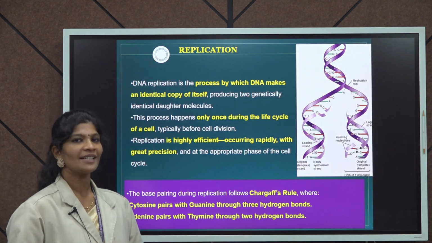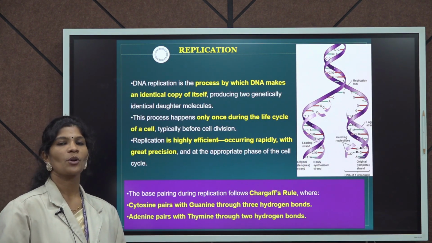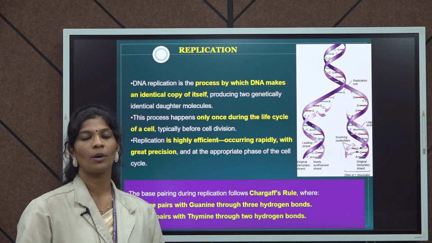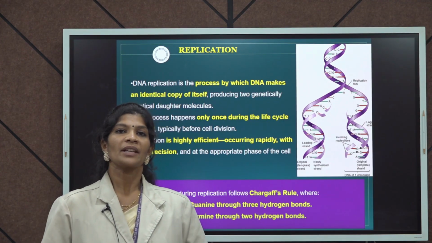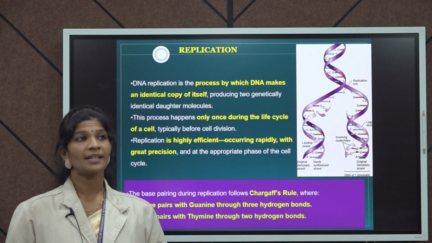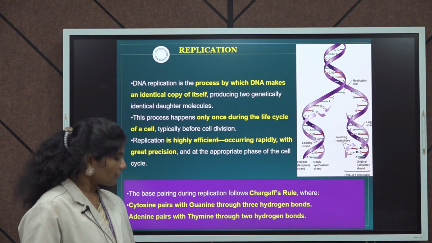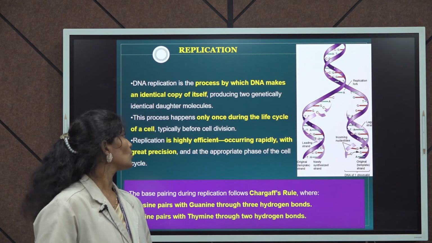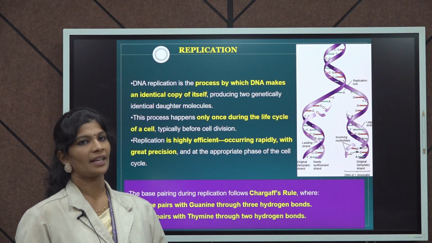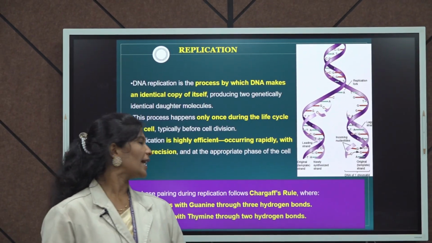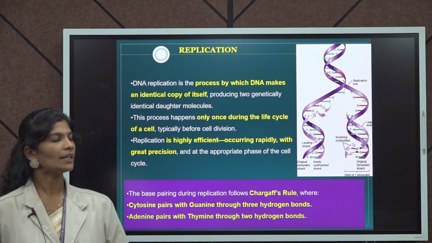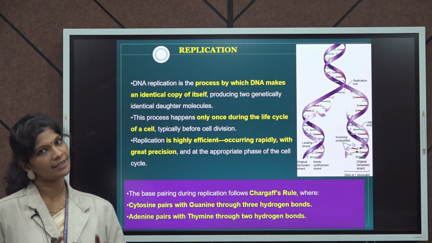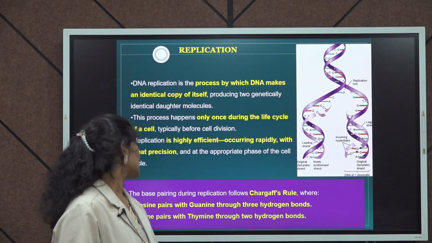And it's just a little introduction. Replication is a process by which DNA is copied or duplicated to the newly formed cells, and for eukaryotes it takes place only once during the life cycle of the cell. Replication is highly efficient, occurring rapidly with great precision and at the appropriate phase of the cell cycle.